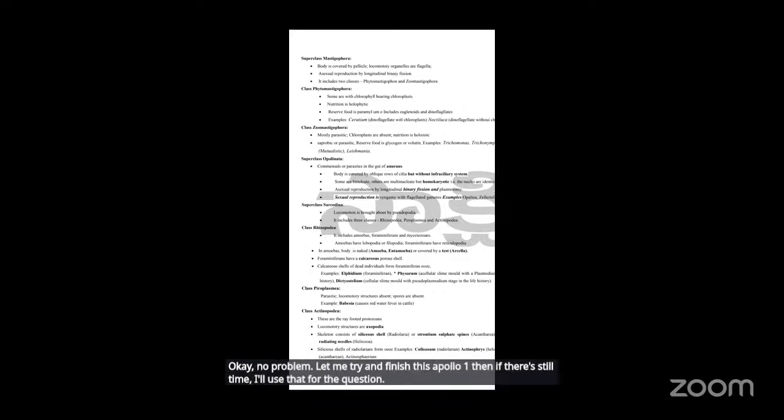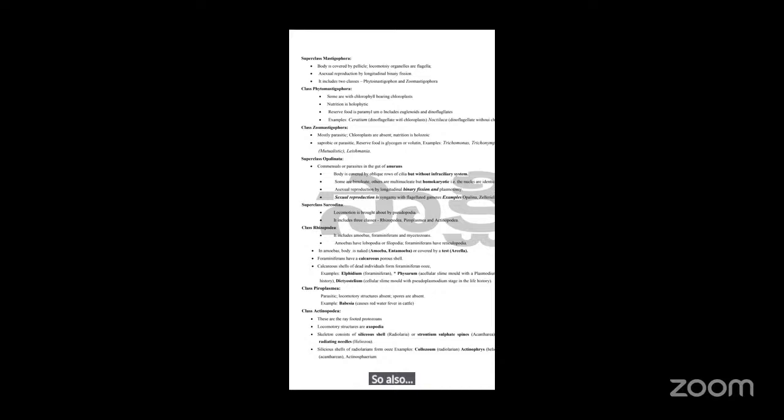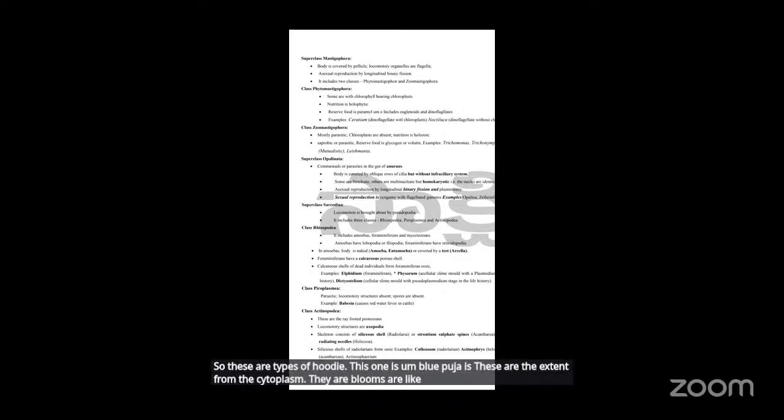Okay. Rhizopodia. This one includes amoebas, foraminiferans, and mycetozoans. The amoebas have lobopodia, filopodia, and reticulopodia. These are types of pseudopodia. Lobopodia extend from the cytoplasm. They are blunt, finger-like. These ones are the basic form of pseudopodia.